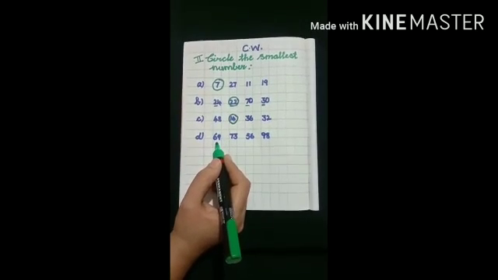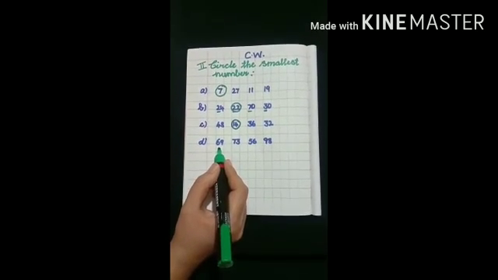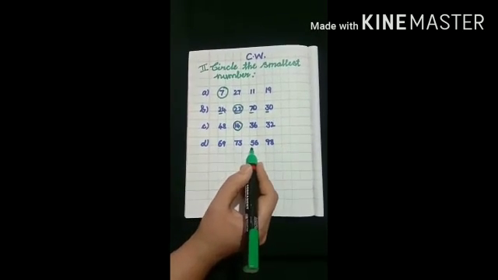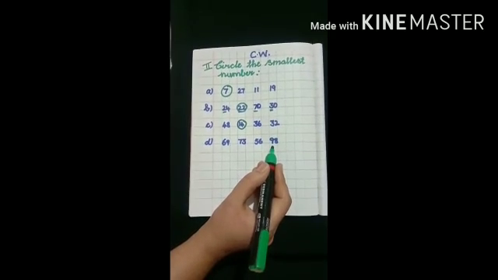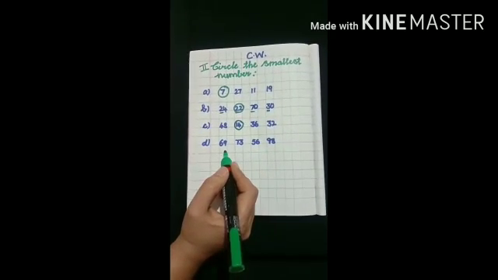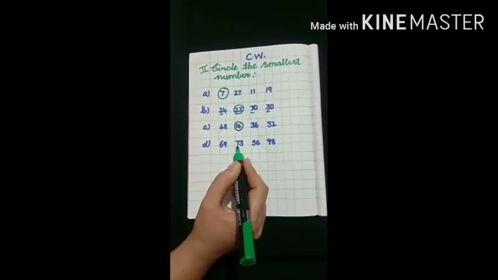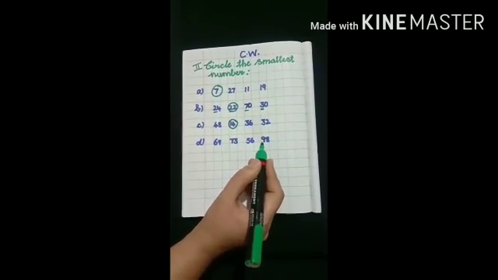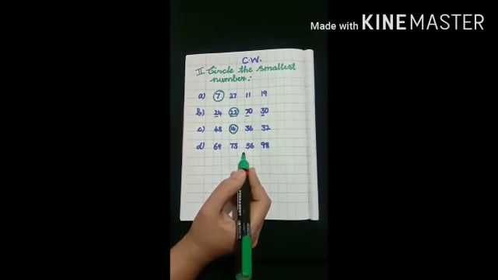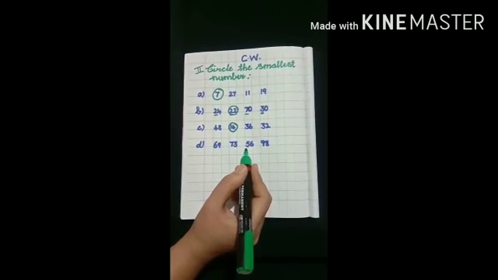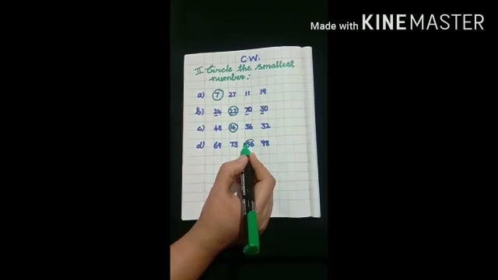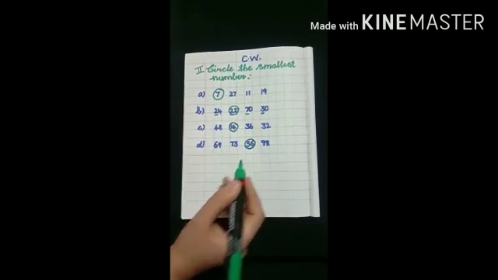Let's move on to the next example. 69, 73, 56, 98. So, in this example, the first digits are 6, 7, 5, 9. Which is the smallest number, children? 5. So, 56 is the smallest number.